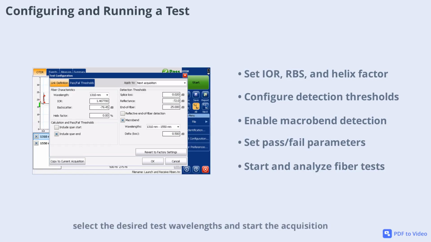When ready, connect the fiber to the correct OTDR port, select the desired test wavelengths, and start the acquisition. The OTDR will analyze the fiber, display a trace graph, and summarize detected events in a table. You can save results for further analysis or reporting. By following these steps, you'll ensure reliable, repeatable fiber tests every time.